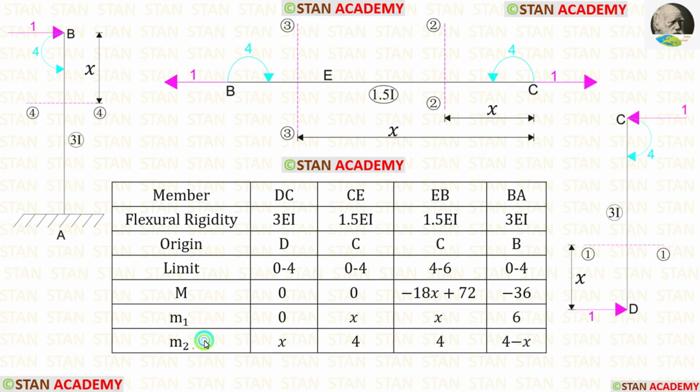Now let us find M2 in BA. This moment is acting in the anti-clockwise direction, so it will be positive. This unit load is acting in the clockwise direction, so it will be negative and the distance is x. 1 into x, we will get x.